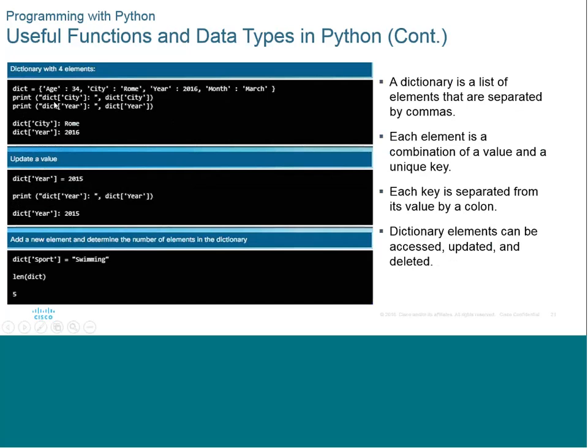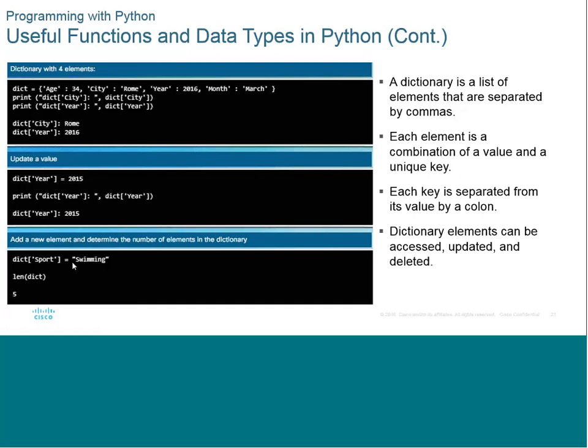So print dictionary of city. Dictionary of city is this one. And then print dictionary of year. So dictionary of city is Rome and dictionary of year is 2016. When we are updating the value, we are saying that dictionary of year is 2015. First it was 2016, but now it is 2015. Then print dictionary of year, then dictionary of year will be 2015 as we have updated the value. So you can update the values in the functions when you are doing the code in Python.